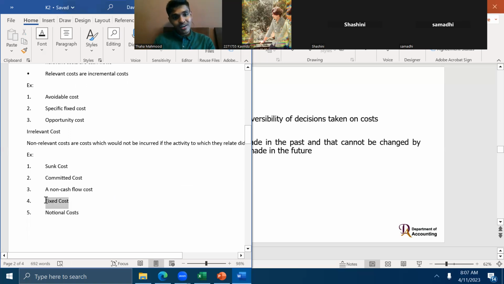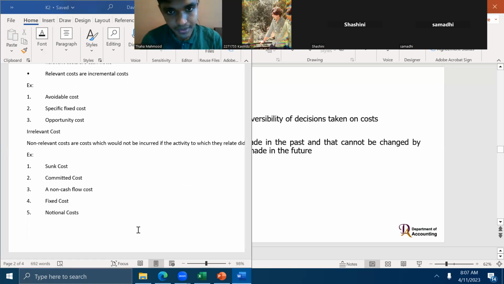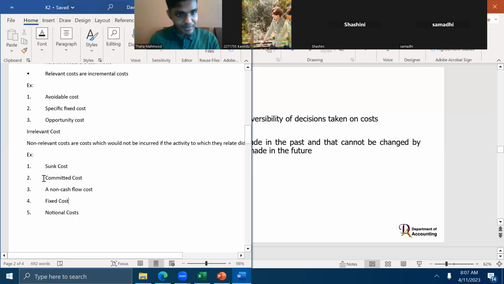Fixed cost is also not an incremental cost. Fixed cost cash flow වෙන්න පුළුවන්. Future cost වෙන්න පුළුවන්. Future එකේ අපි rent ගෙවනවා වෙන්න පුළුවන්. Future එකේ මොන හරි fixed cost එකක් incur කරනවා වෙන්න පුළුවන්. Yes, Ravindu has asked. Yes, committed cost කියන්නේ it's an unavoidable cost. හරිද?